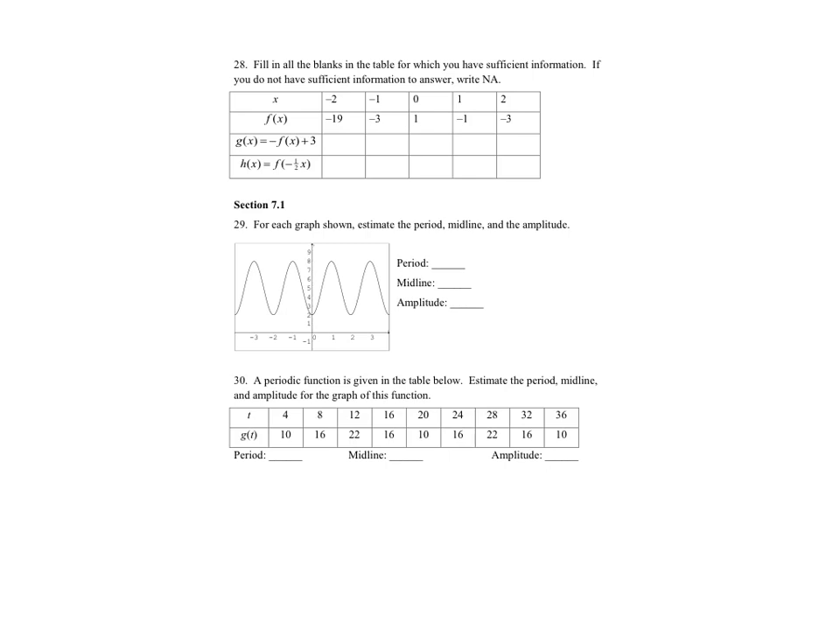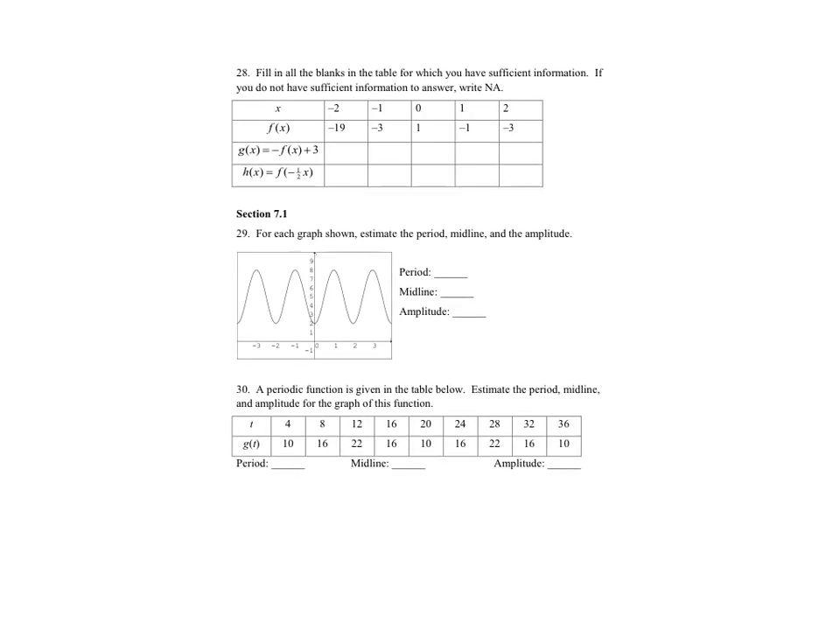Okay, last one. So I have information about g of x, and g of x is negative of f of x plus 3. So g of negative 2 is equal to negative f of negative 2 plus 3. And what is f of negative 2? It's negative 19. So I'll have negative of negative 19 plus 3. So that's positive 19 plus 3, which is 22.